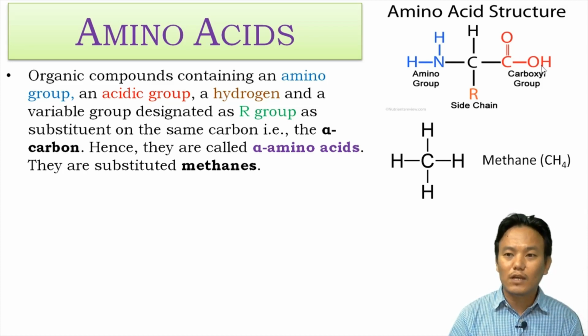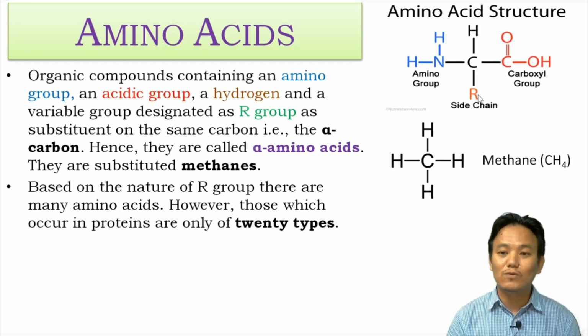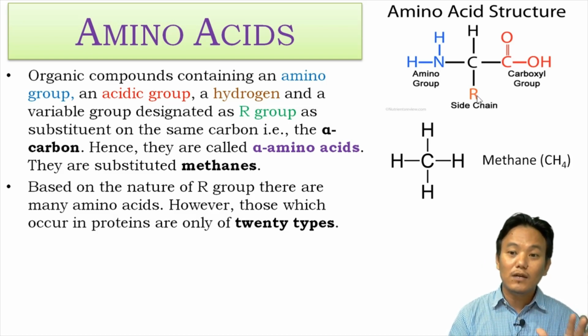The structure differs based on the nature of the R group. The R group is the variable group, so there are many types of amino acids. The amino group, carboxyl group, and hydrogen are the same, but when the R group changes, the amino acid changes. So there are different types of amino acids based upon the R group.